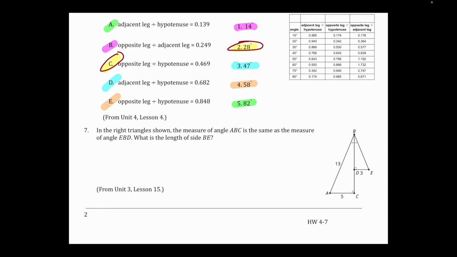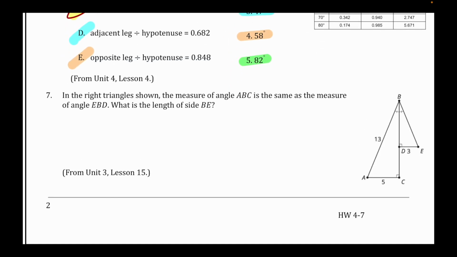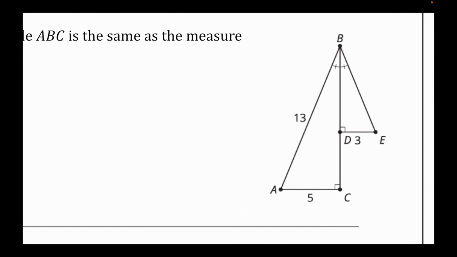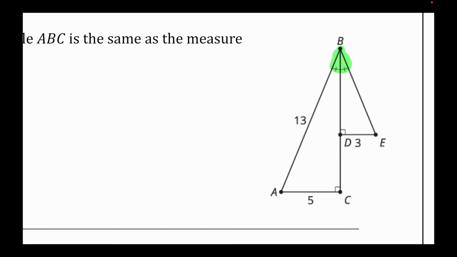And the very last question here, we have a right triangle shown. The measure of ABC is the same as the measure of EBD. What is the side length of BE? So let's measure, they gave us ABC and EBD, I think. Yes, they did. So they gave us those two here, already marked as congruent. That's right up here. Both of those angles are marked. And they want to know the side length of which one? BE. So they want to know this part right here.